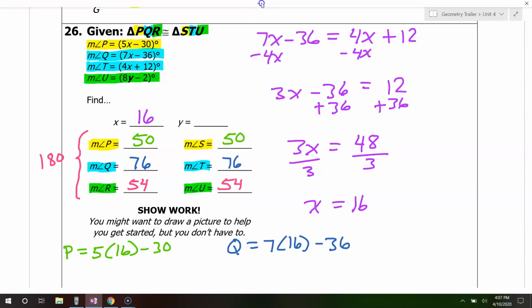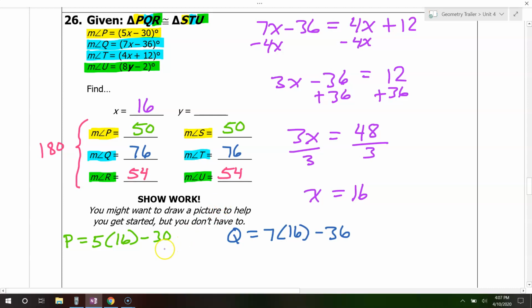Okay, but what about angle y? Well, not angle, the variable y. We still need to find that. We never did find that. Well, what will help us is that we now know the measure of angle U. So we know that 8y minus 2, that's angle U, but angle U is 54. That means 8y minus 2 must equal 54. So let's go ahead and make that equation.